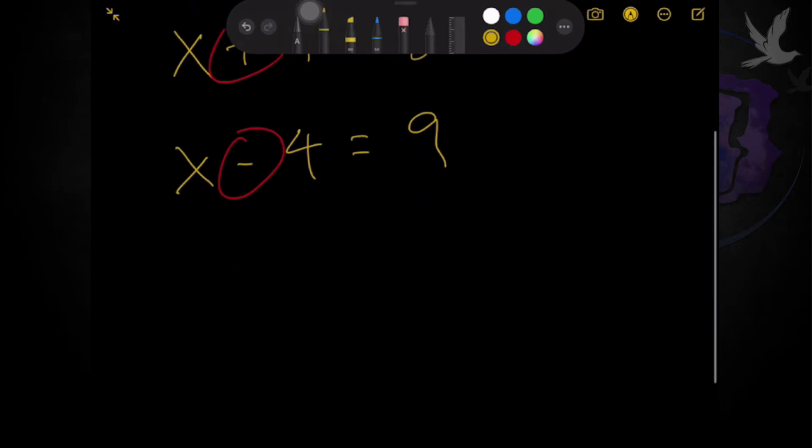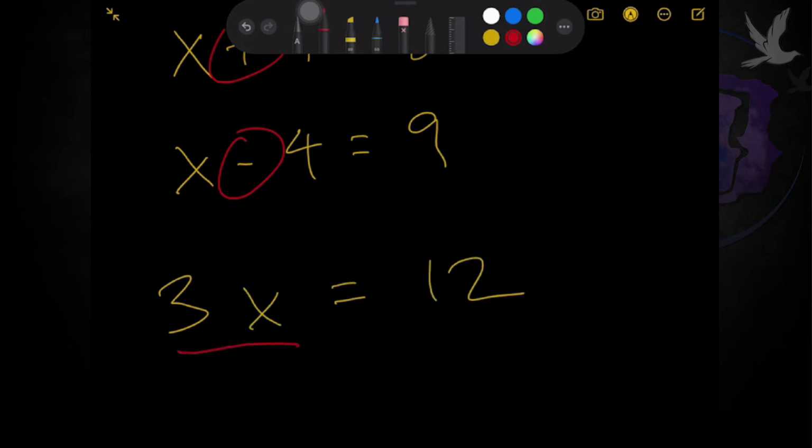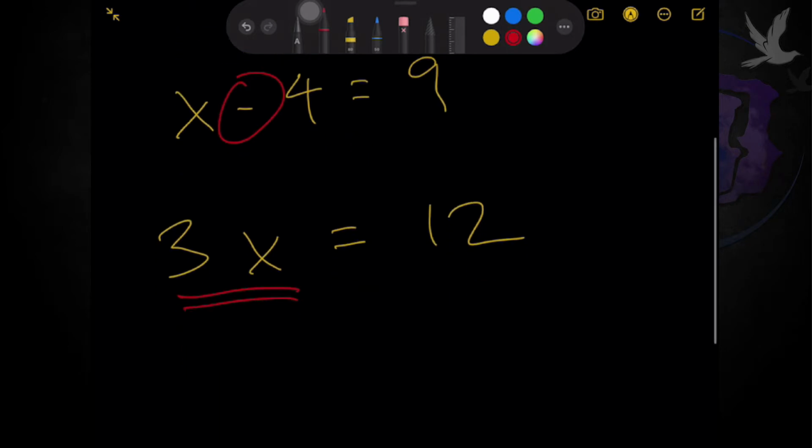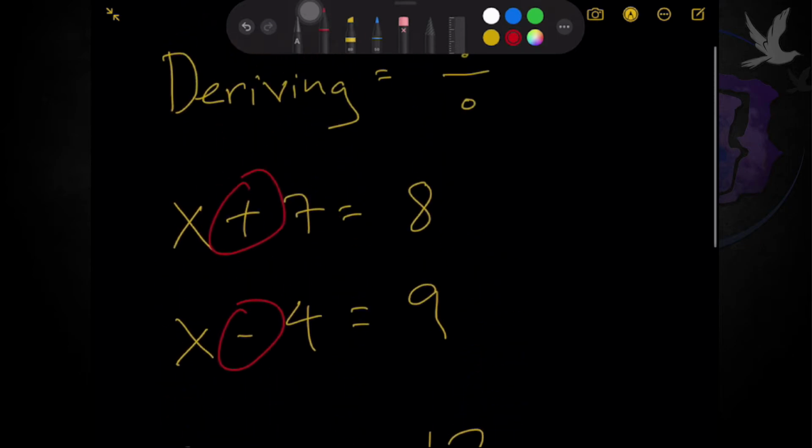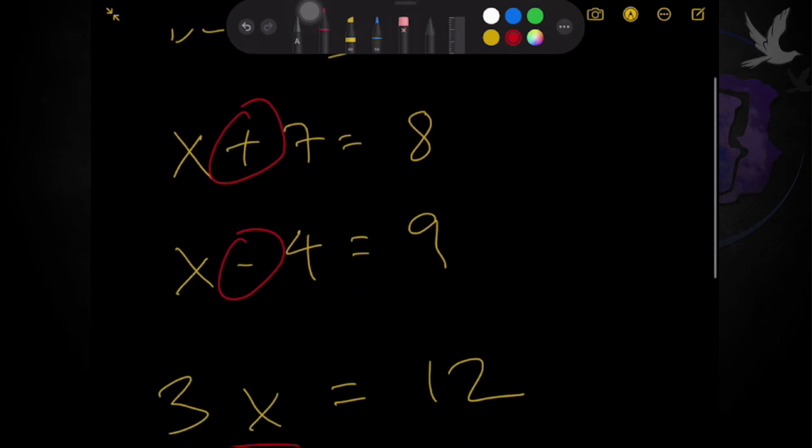Meron naman that you solve involving multiplication, such as the relationship between 3 and x is multiplication. So, di ba? You already know how to solve for x given this kind of equations. Ngayon naman, you're going to learn where division is involved.